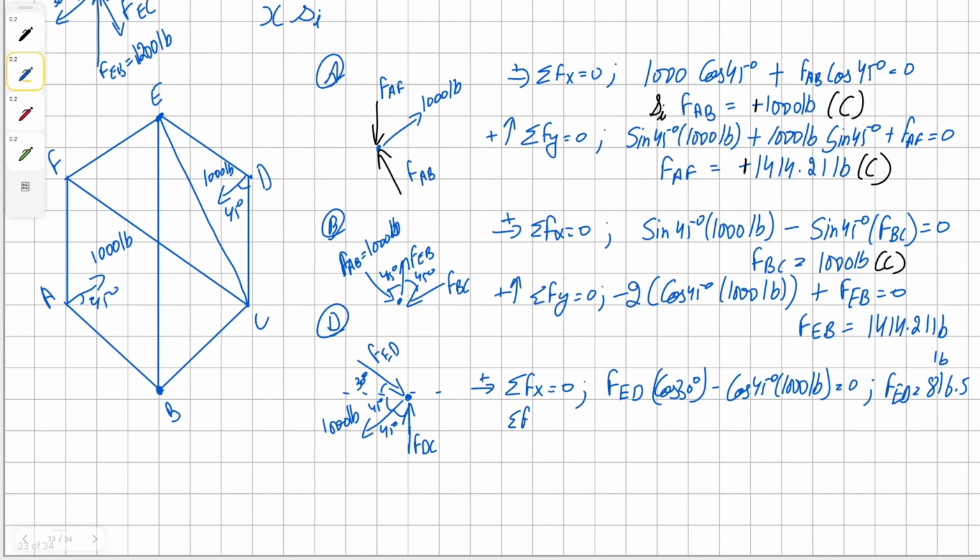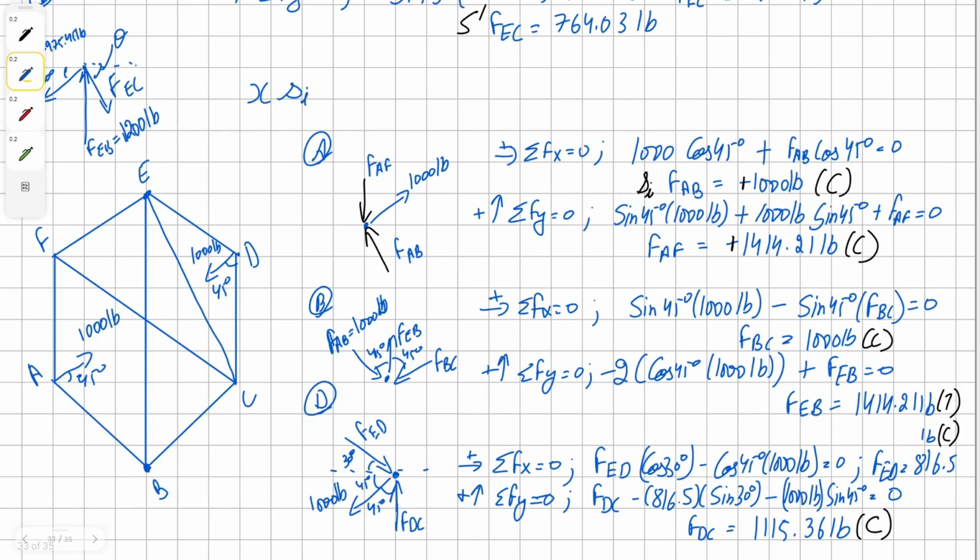Now we can do the same for our y direction. So you're going to have unknown forces ED, DC, and the vertical component of applied load and the force ED. And we get a solution of 1115.36 pounds. Now that we have solved for D, we can proceed to joint E. Pardon me, we don't even need joint E. We just need joint F. So we're going to proceed to joint F instead.